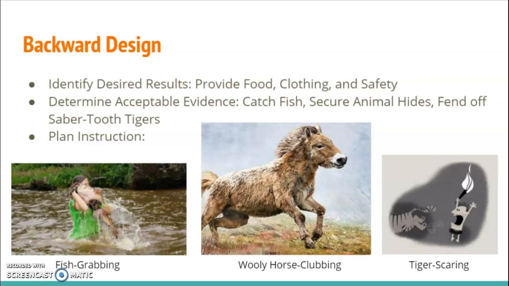In order to accomplish these goals, he needed to determine acceptable evidence, step two, which of course was the ability to catch fish, secure animal hides for clothing, and fend off predators of the tribe. Lastly, he created training, step three, to make sure the desired results were achieved. He taught lessons in fish grabbing, woolly horse clubbing, and tiger scaring with fire.